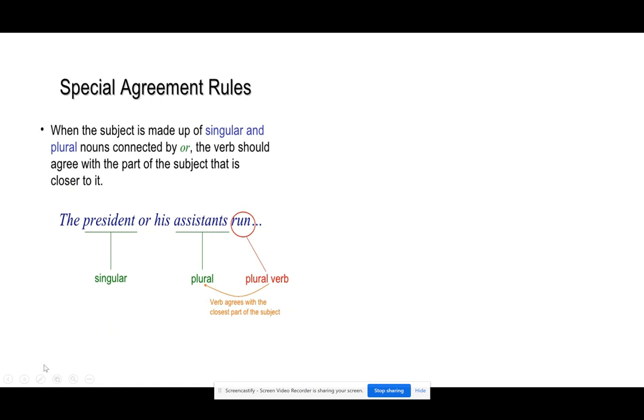Okay, so again, let's look at our special agreement rules. So here, when the subject is made up of a singular and plural nouns connected by or, the verb should agree with the part of the subject that is the closest to it. So make sure you look here at these drawings. Okay, the president or his assistants. Okay, president is singular, assistants is plural. We need a plural verb because the subject closest to the verb is plural. Notice here, verb agrees with the closest part of the subject.